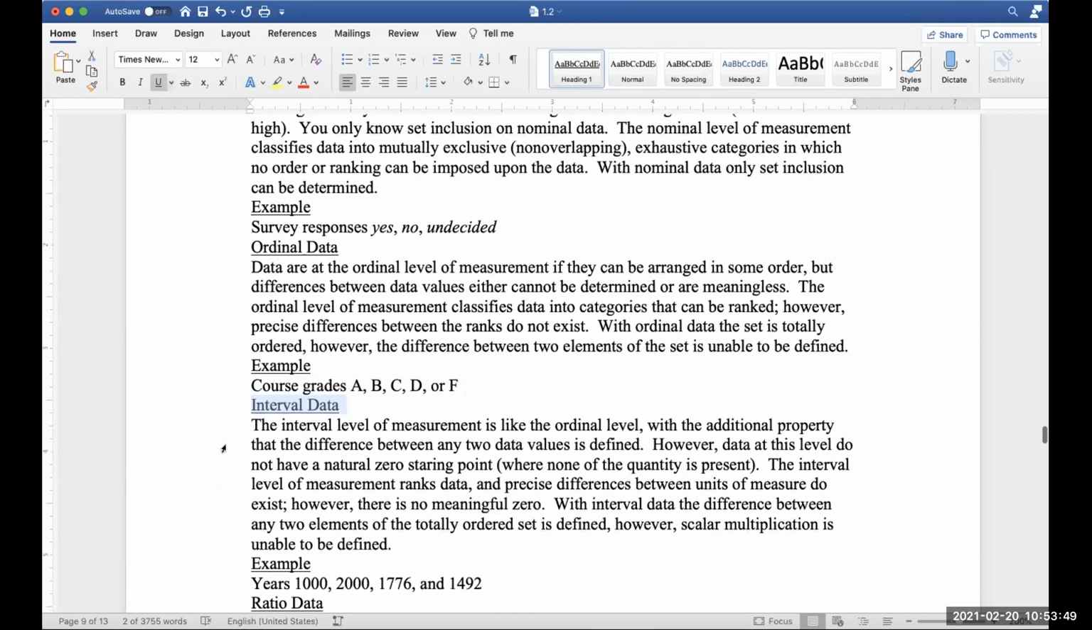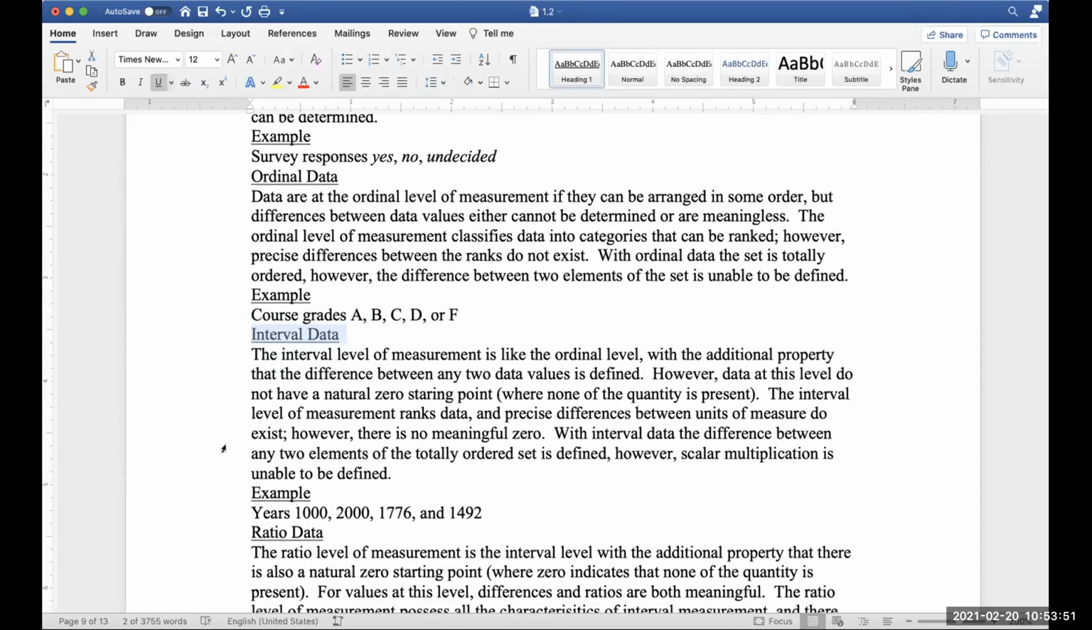Interval. So in interval data, you can define differences. So differences are defined. But 0 is meaningless. So if you don't have a really meaningful 0, then it is interval data.